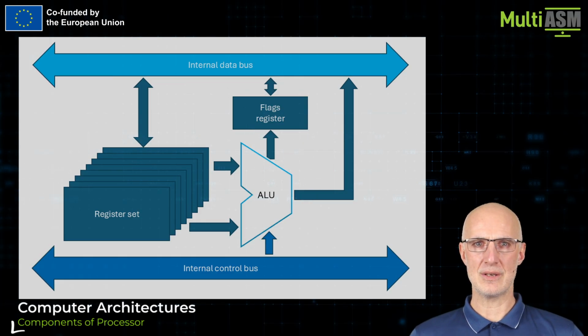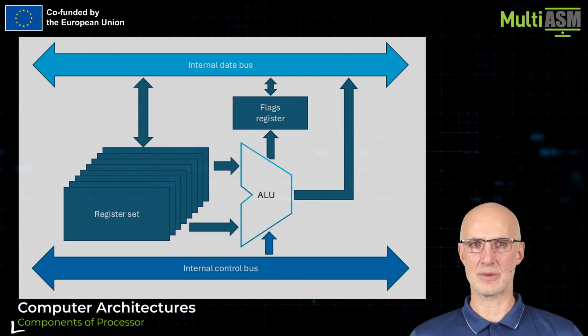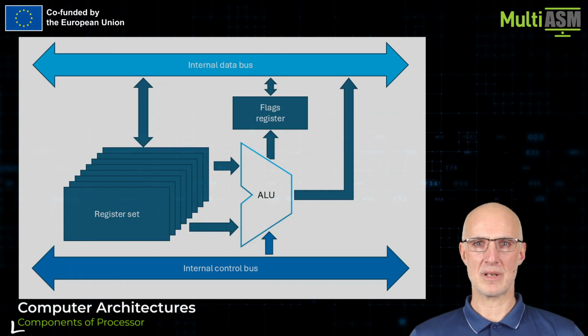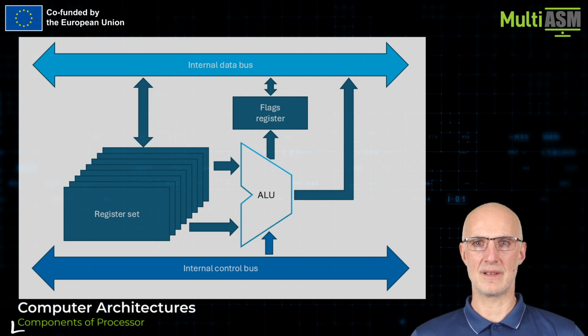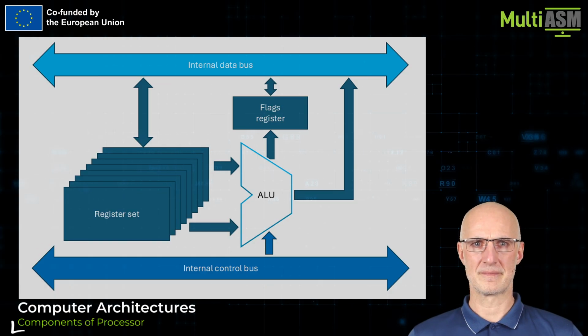The flags are used as conditions for decision-making instructions, like an if statement in some high-level languages. The flag register can also implement several control flags to enable or disable processor functionalities. An example of such a flag is the interrupt enable flag in the 8086 microprocessor.